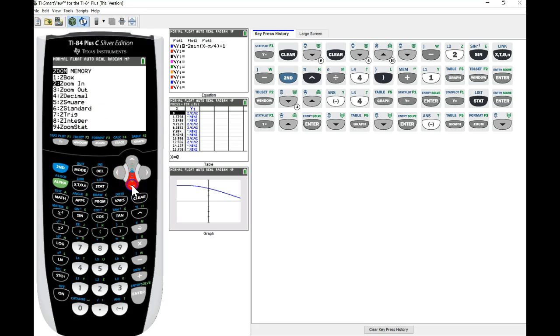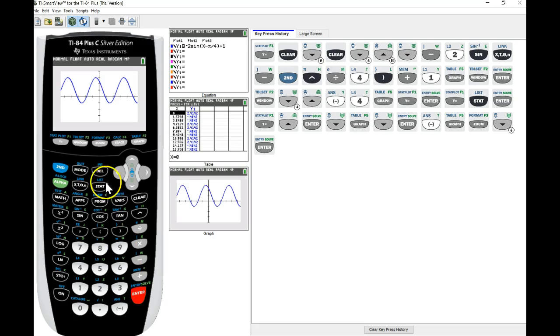Trigonometry. That might be a good option there. So let's pick zoom trig and see what that does. And oh, I've got a graph now that looks like it makes a heck of a lot of sense.